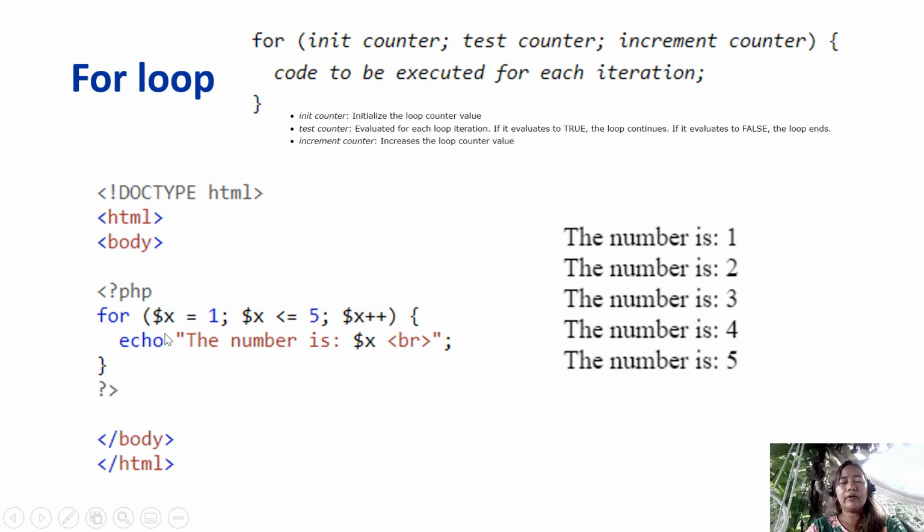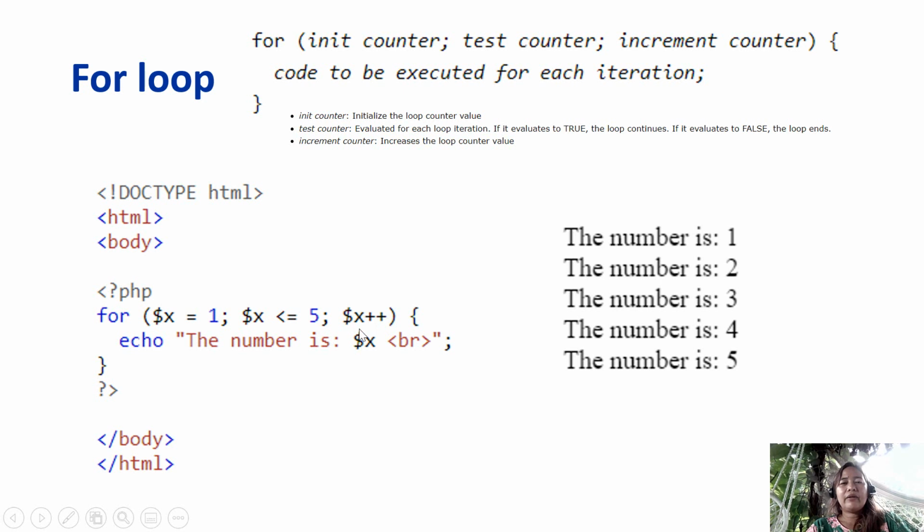The first one is where you initialize the counter. So in this case here, you're giving x a value of 1. That's the initial value of x. And then the second parameter that is separated by a semicolon is your condition. So this is where you put the condition that is suited for the variable that you initialize here. So in this case here, you're checking if the value of x is still less than or equal to 5.